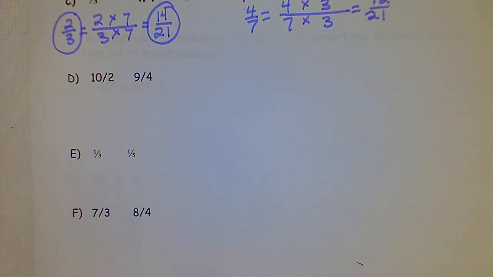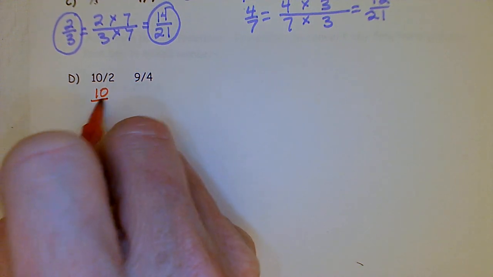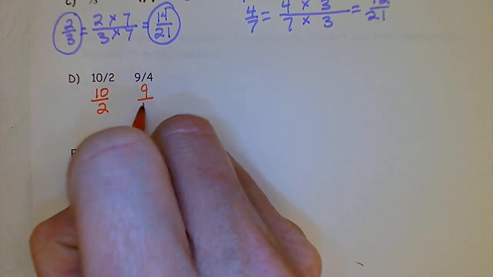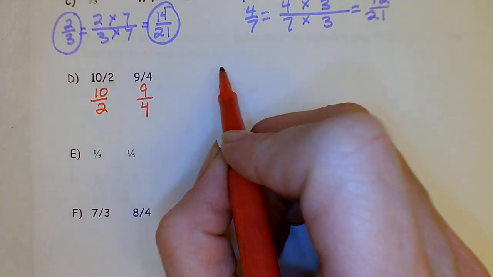So here I'm going to go ahead and rewrite them. Let me switch pen colors. So I have 10 halves and I have 9/4. For these, what I want to do is convert each of them into a mixed number. So let me start with 10 halves.